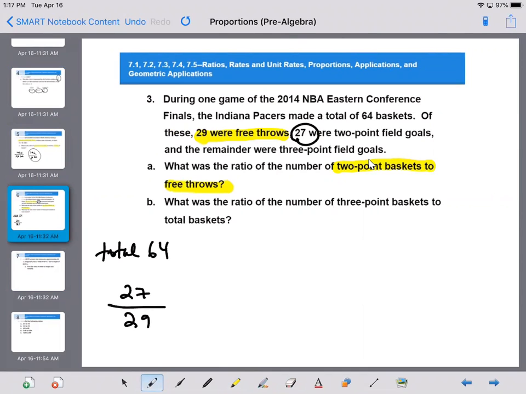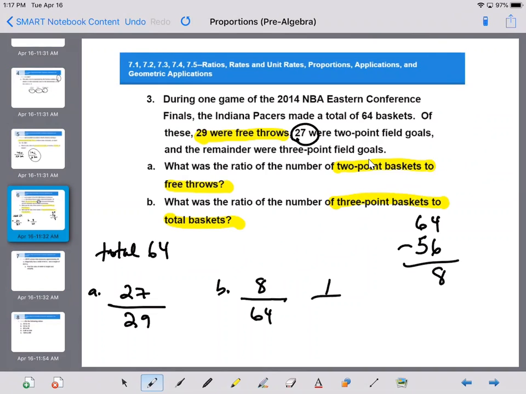So that's part A. Part B, what's the ratio of the number of 3-point baskets to total? Well, we know that we've got the 29 and 27, so that's 56. And then we know that we've got 64 total, so there's 8 remaining. So your 8 would be 3-point baskets to your total of 64, which would be equivalent to 1/8.